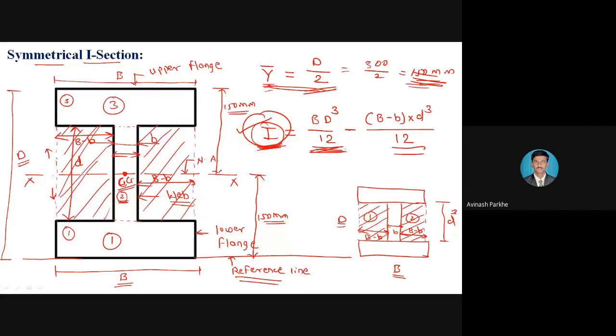Here, it is not required to calculate A1, Y1, A2, Y2, A3, Y3. Direct formulas are available, so I can take them directly. Draw the symmetrical I section and take these 2 formulas in your notebook for your further calculation part. Or you can take a screenshot of this particular figure, so it will be available in your mobiles also for your further study.